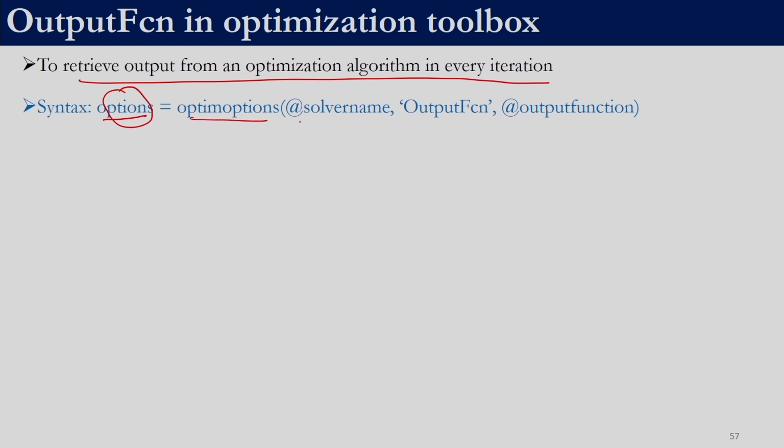In optim options, if we specify the name of the solver, and if we use this keyword OutputFcn, right, with O and F as uppercase, that is a keyword, right, and specify the name of any function file which we have written. So remember, this is not an inbuilt function file, right. This is a function file that we are writing. So whatever changes we want, we can implement through this output function.